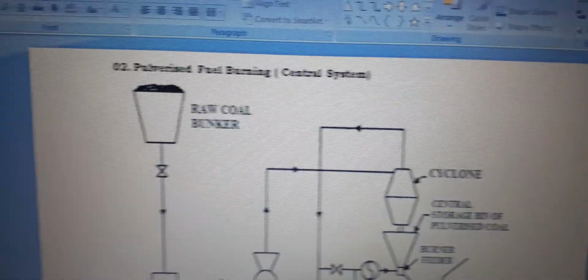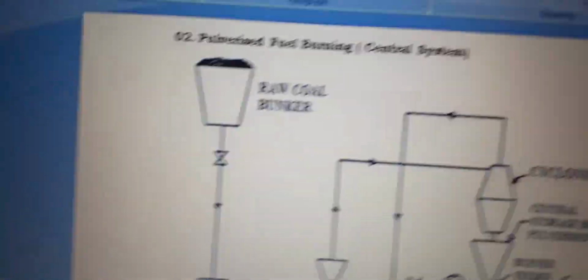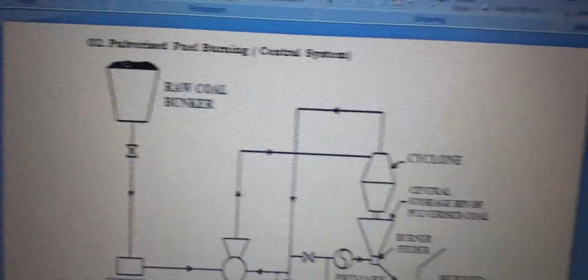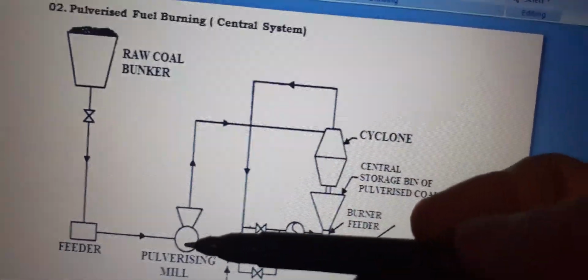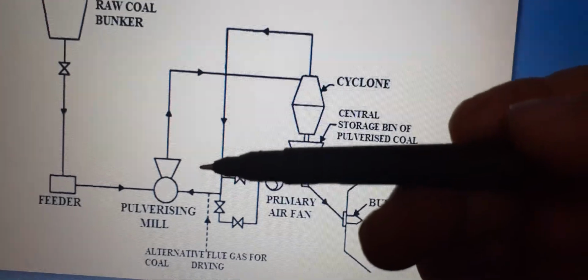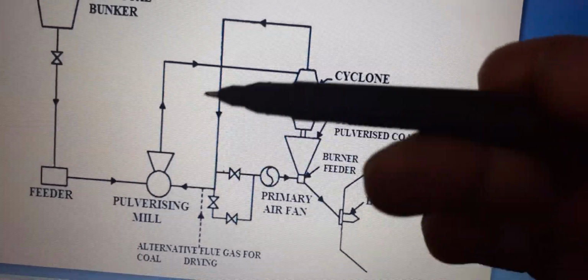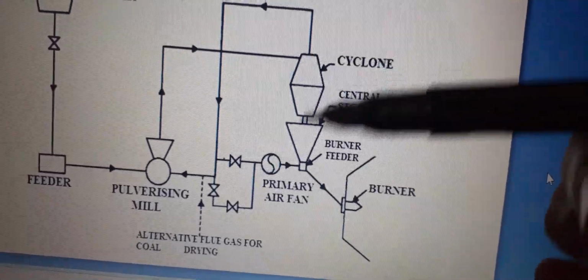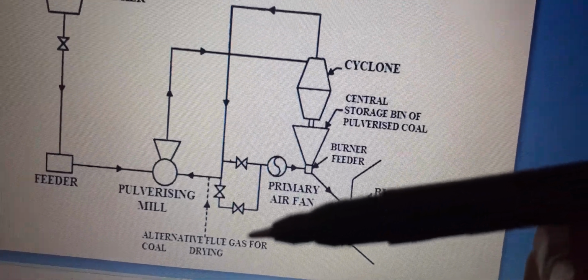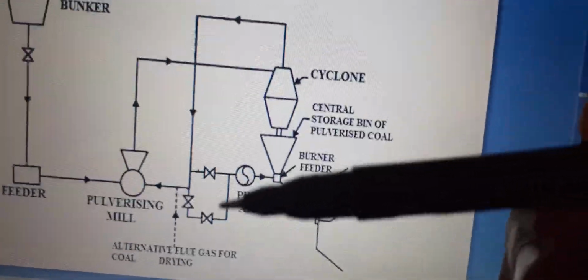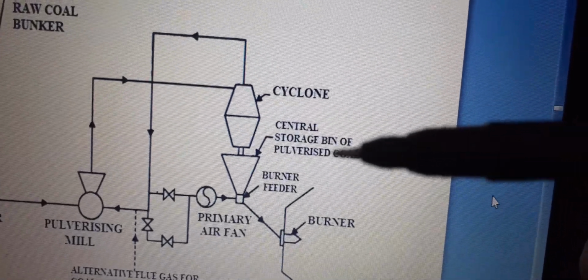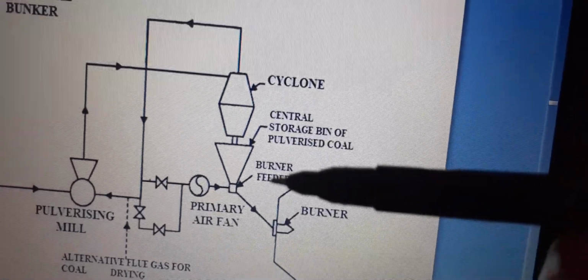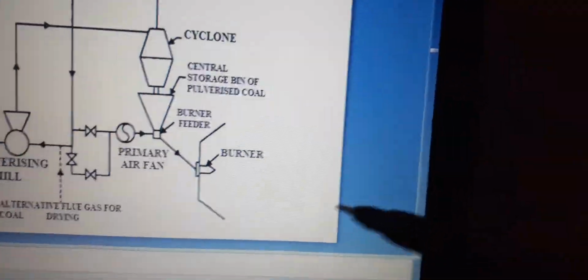Next we will be discussing the pulverized fuel burning central system. Here you can see the raw coal bunker. Raw coal is fed through this feeder and goes to the pulverizing mill, and then to the cyclone. You can see the hot air or flue gas for drying, and the primary air fan is also available here. When it enters the cyclone, the central storage bin of pulverized coal is fed to the burner feeder and is burned here.